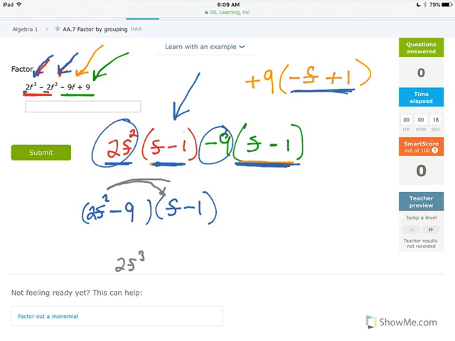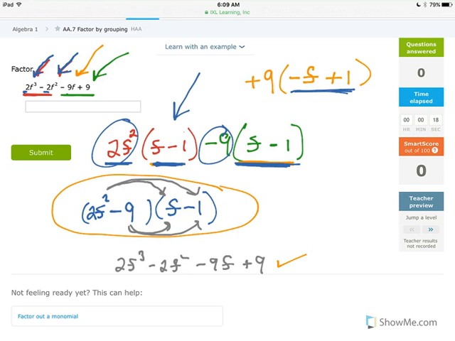And your 2f squared times a negative 1 is negative 2f squared. And your negative 9 times f is negative 9f. And your negative 9 times a negative 1, negative times a negative is a positive, so that's going to get you positive 9, and that is what the original standard form was. So this would be the factored form. So this is going to go into the answer box.